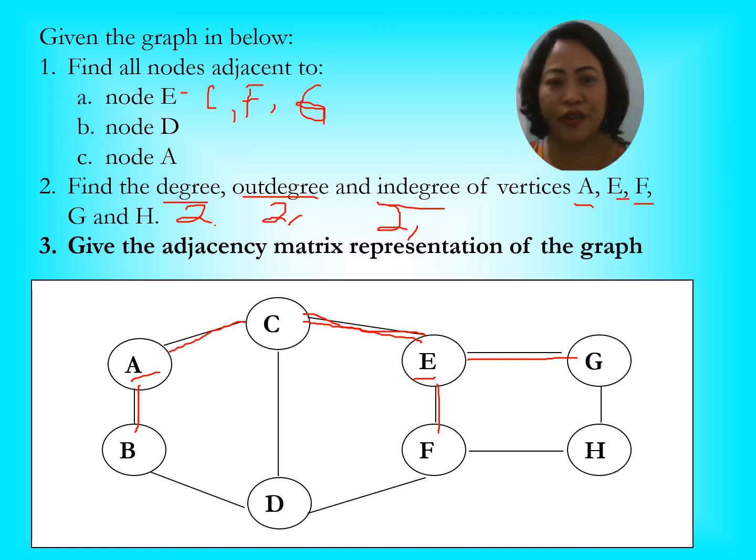And lastly, you're going to give the adjacency matrix for this kind of graph. So you have to draw the table. Rows are A, B, C, D, E, F, G, H. Columns are A, B, C, D, E, F, G, H. Write 1 if there is an edge connecting that vertex, otherwise write 0.